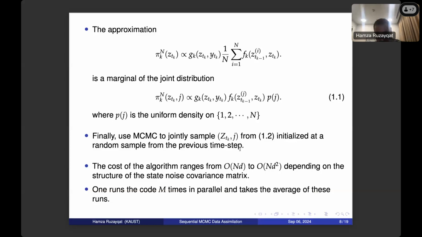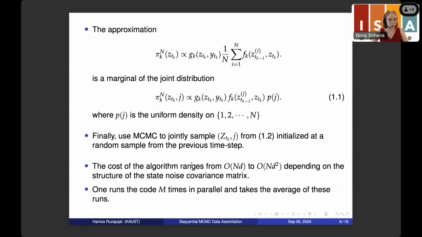The cost of this algorithm ranges from n times d, where you have n samples in the MCMC times the cost of computing f, and the cost of computing f depends on the structure of the covariance matrix in the background. So if it's, for example, diagonal, then the cost will be n times d. If it's a full dense matrix, then the cost will be n d squared.